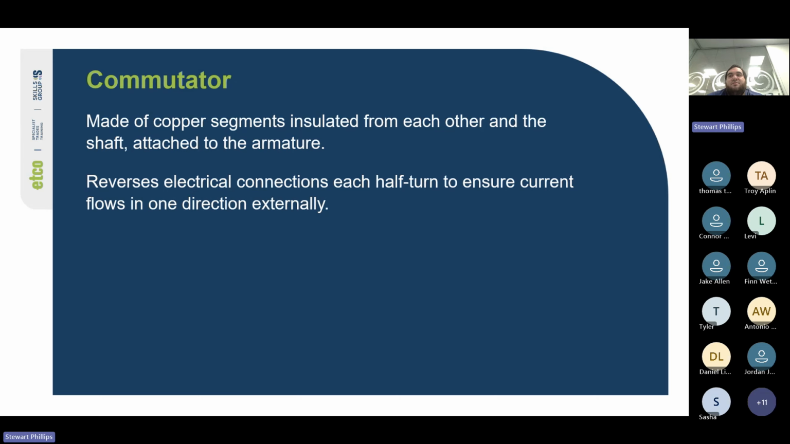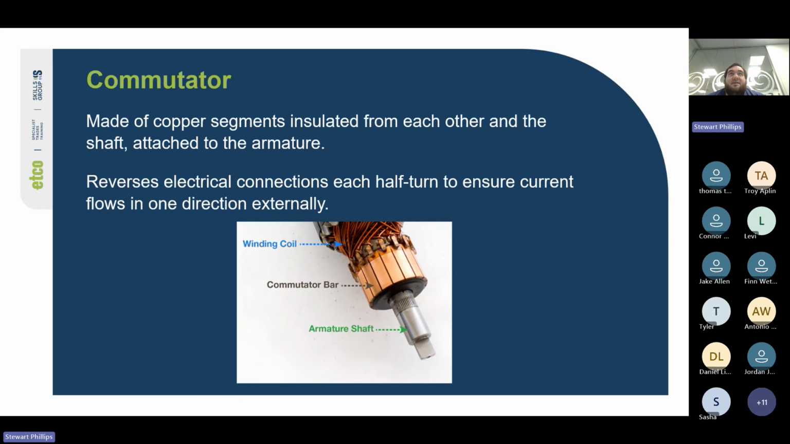It's made of copper segments insulated from each other, and the shaft is attached to the armature. It reverses electrical connection each half turn to ensure current flows in one direction externally. So you can see there the bottom of the winding coil, which is connected to the commutator bar, which is connected to the armature shaft. So this is what spins inside of the motor and the generator.